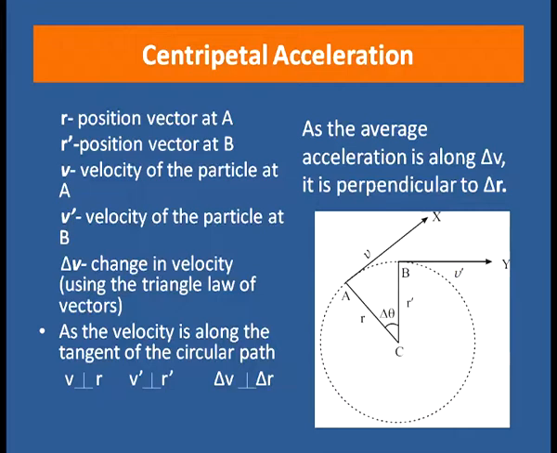You can find this out using the triangle law of vector addition. As the velocity vector is along the tangent of the circular path, you can write v is perpendicular to r, as the tangent is perpendicular to the radius at any point on the circular path. So v is perpendicular to r, v prime is perpendicular to r prime, and hence delta v is perpendicular to delta r. As the average acceleration is along delta v, it is perpendicular to delta r. That means the average acceleration is perpendicular to delta r.